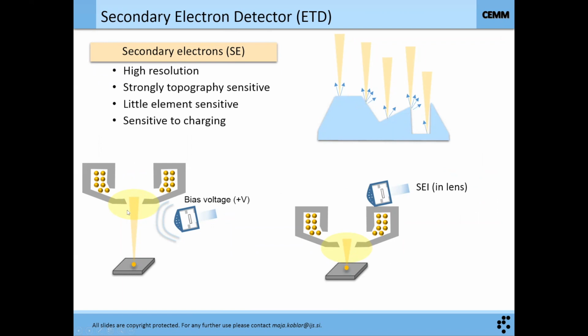This is a sketch of the detector, which is in the chamber and in the column. The bias voltage attracts the secondary electrons that have low energy. So your image will be really nice. You can see where your detector is positioned because it's brighter on that area.